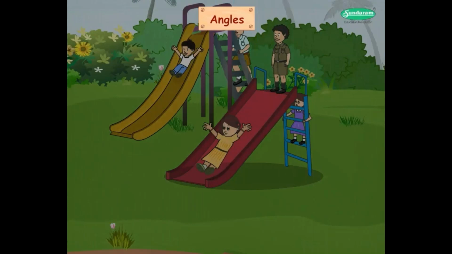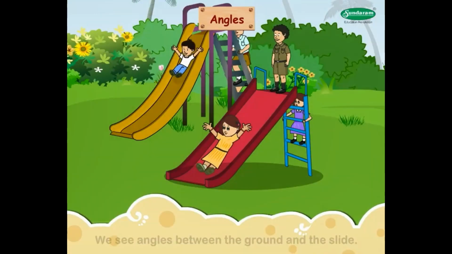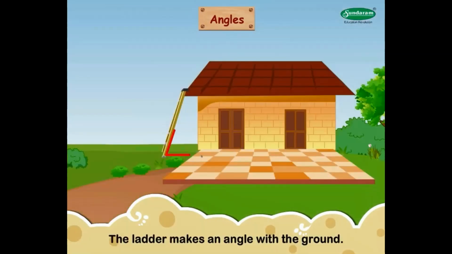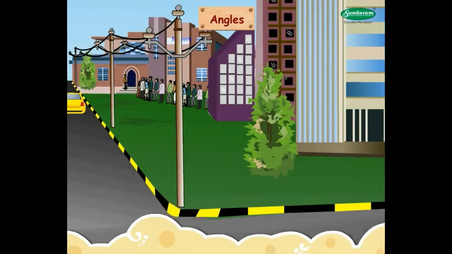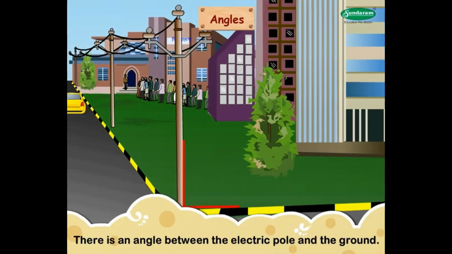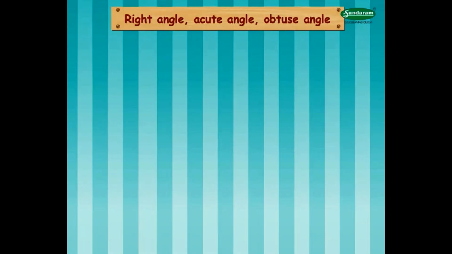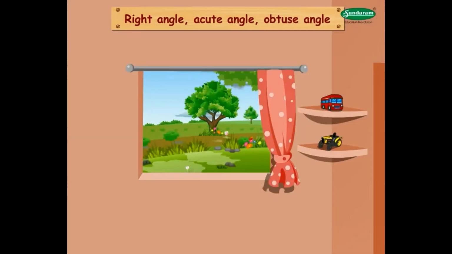Children, we see a lot of angles around us every day. We see angles between the ground and the slide. The ladder makes an angle with the ground. We see angles between the tree trunk and its branches. There is an angle between the electric pole and the ground. Right angle, acute angle, obtuse angle. Let us learn about the types of angles.